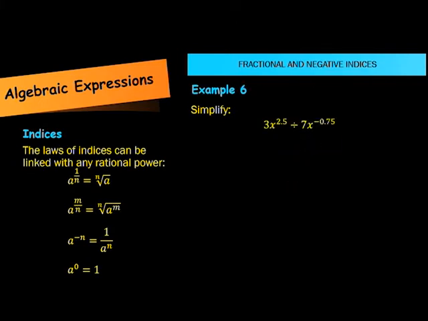And now for example 6, simplify the expression shown. So let's rearrange so that we can see the numbers as a fraction, 3 over 7 as shown, and then proceed to deal with the indices of the common base. So as we're dividing, we need to subtract the indices. So 2.5 minus 0.75, which gives x to the power 1.75.